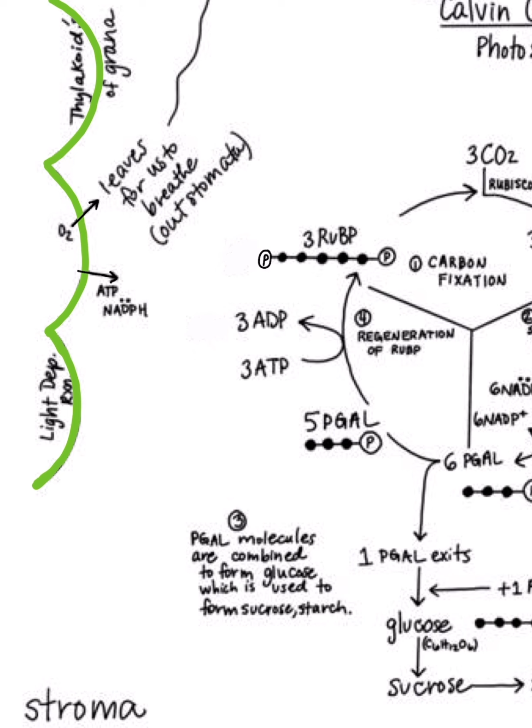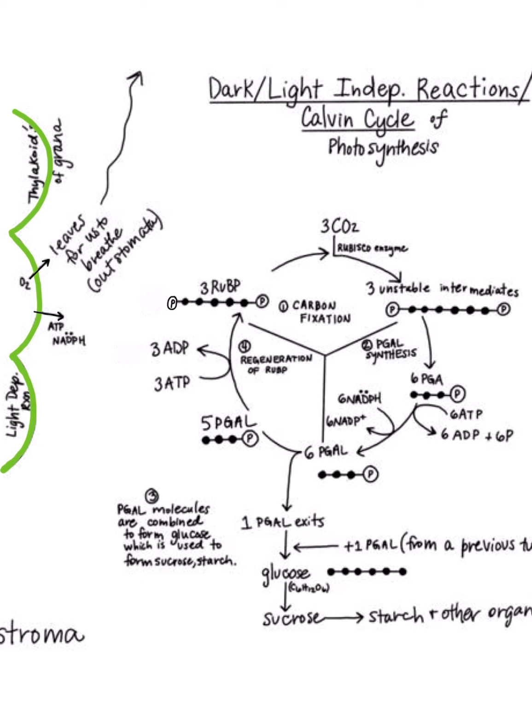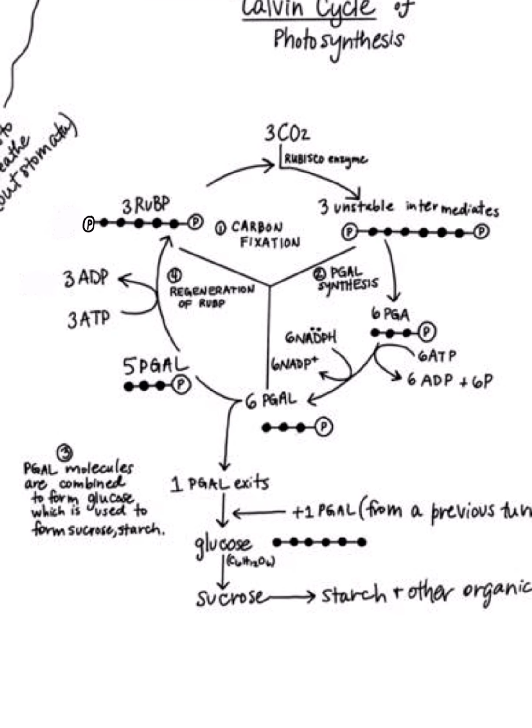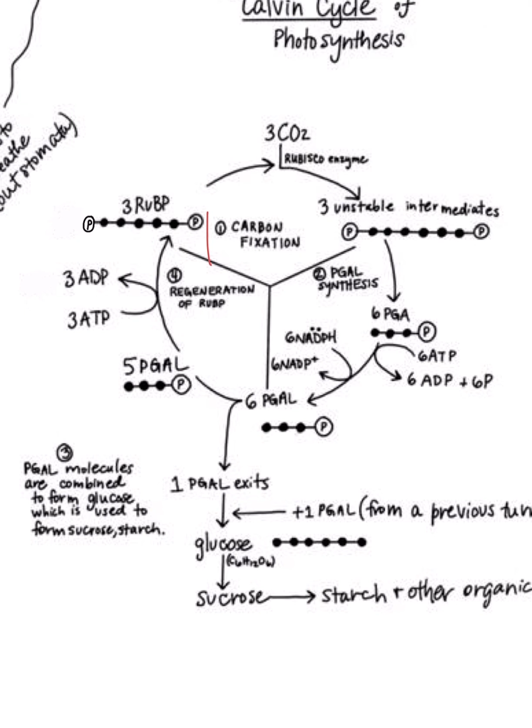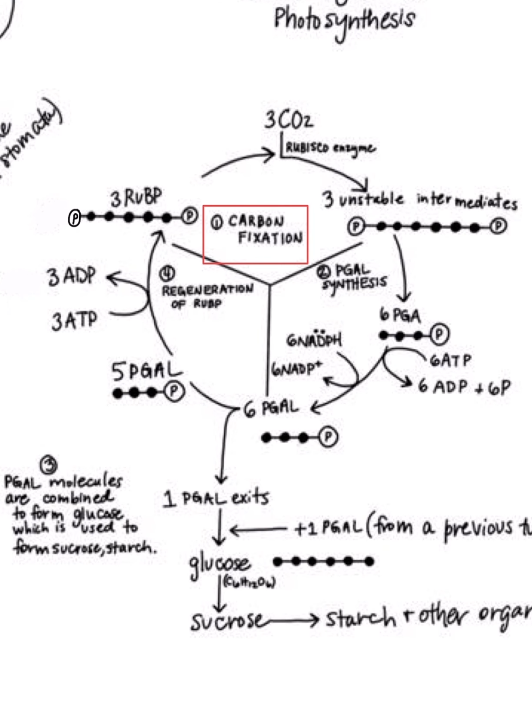And then we also had ATP and NADPH produced. These are going to go to the dark reactions to play a role there. So let's look at how the carbon dioxide is fixed here into the cycle. This is the first step that we're going to discuss, the carbon fixation step. We see that we need an enzyme here called Rubisco. If this enzyme is not present, then carbon dioxide cannot be fixed into the cycle.